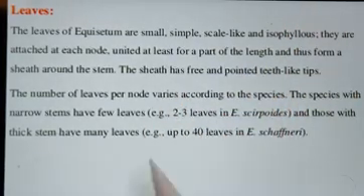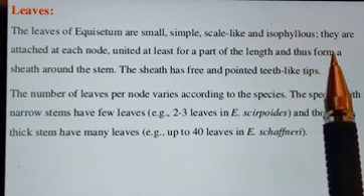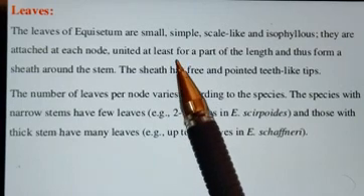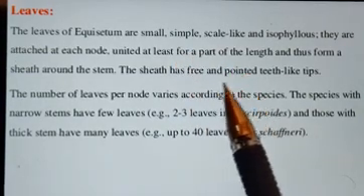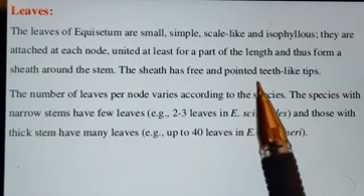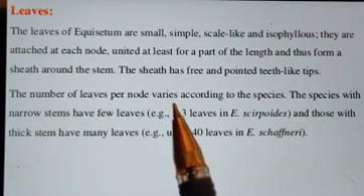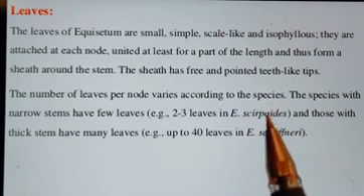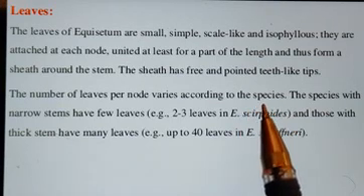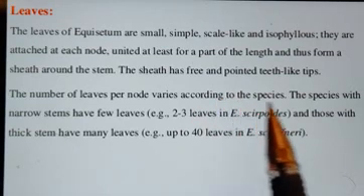Okay, so the leaves of equisetum are very small, simple, isophyllous. They are attached to each node, then united at least for part of the length, and thus form a sheath around the stem. The sheath has free and pointed teeth-like tips. The number of leaves per node varies according to the species, means it depends on the equisetum species how many leaves are present on the nodes. This is the specificity, depending on species.